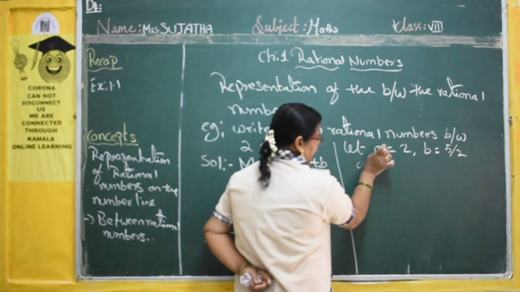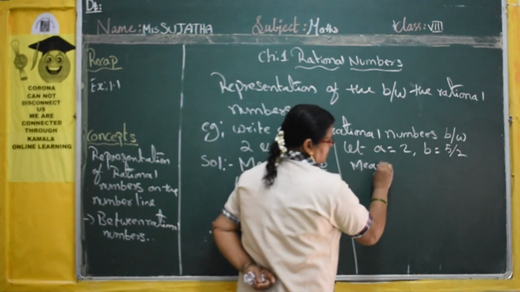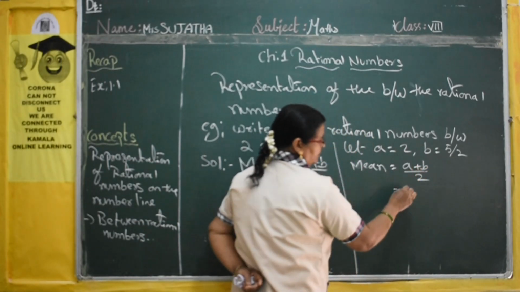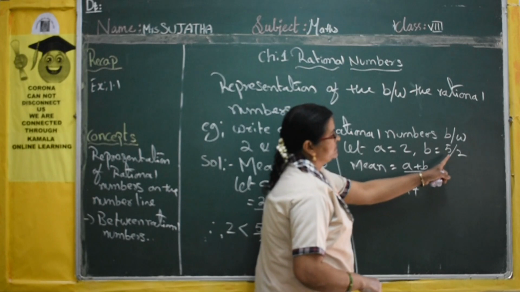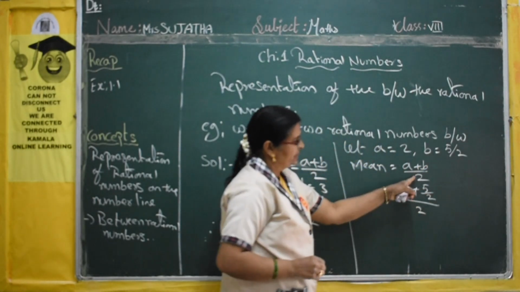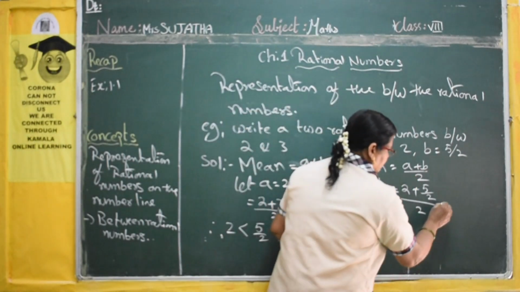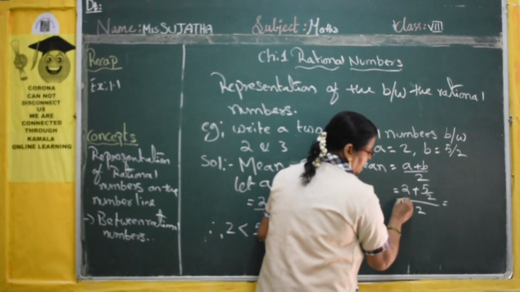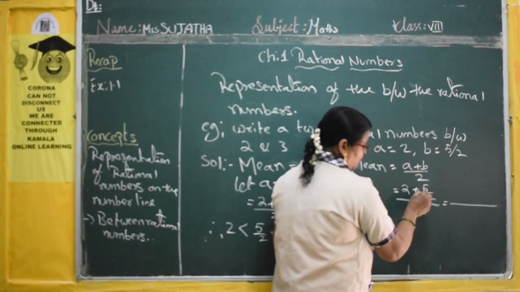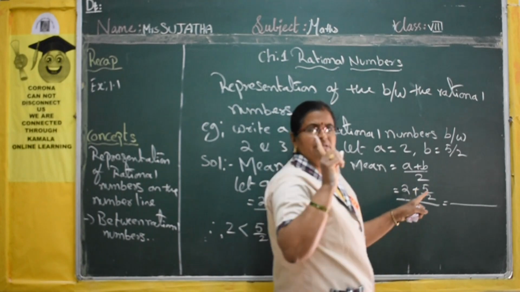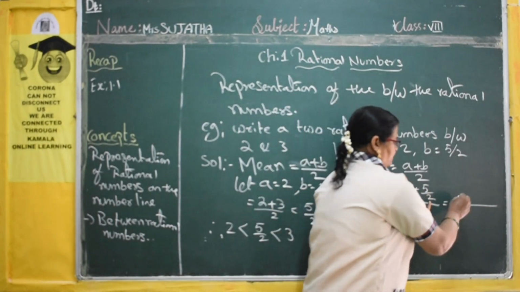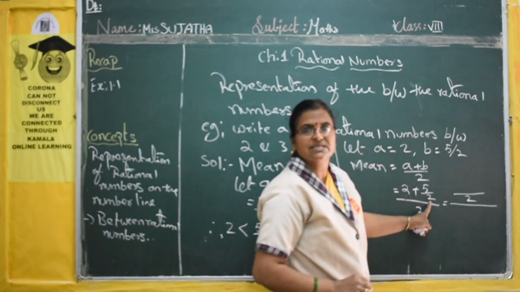Now mean is equal to (a plus b) by 2. That is, a value is 2, now b value, how much I took? 5 by 2, by 2. This by 2 is the formula denominator. Now for the numerator I have to take the LCM. Here there is no denominator, means 1 is the denominator. So 1 and 2, what is the LCM? 2 is the LCM, so here 2 you have to write as LCM.